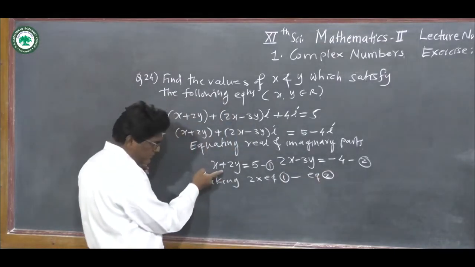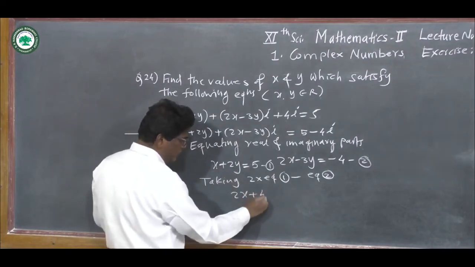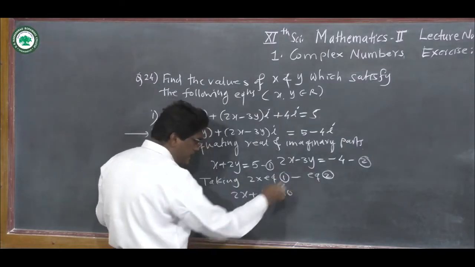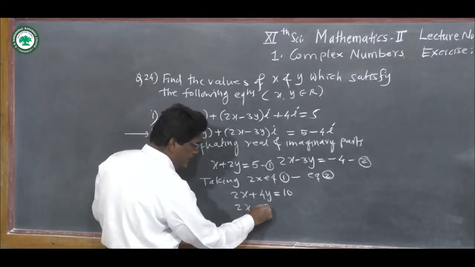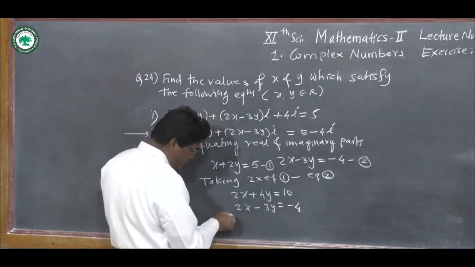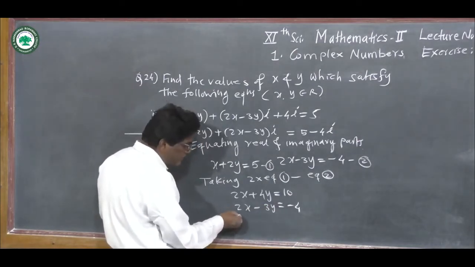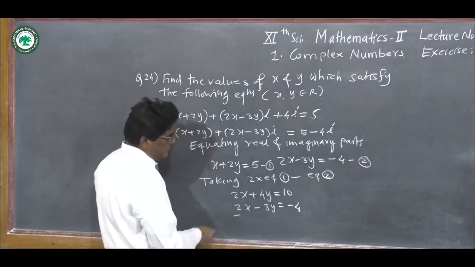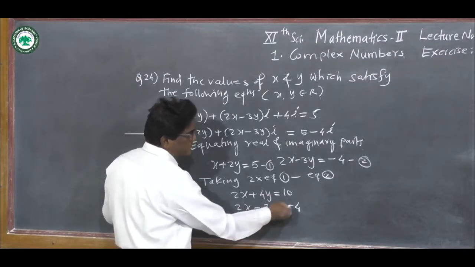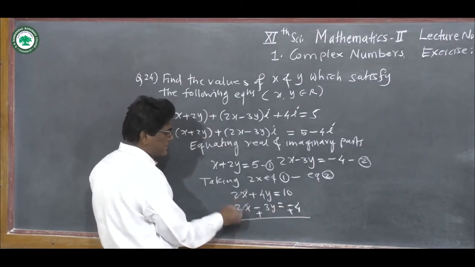Now multiply equation first by 2, so 2 into x is 2x, plus 2 into 2 is 4y, equal to 2 into 5, 10. Take equation second as it is, 2x minus 3y is equal to minus 4, and we have to subtract this. So we change the sign of equation second: this plus becomes minus, this minus becomes plus, and the plus 2x and minus 2x get cancelled.